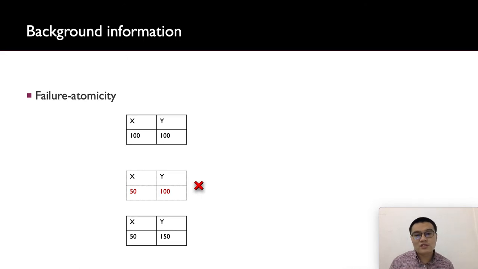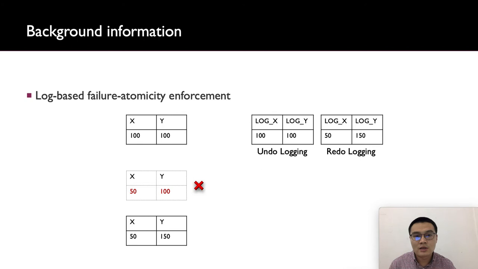So it's important to provide user programs with a programming interface that could guarantee a sequence of memory stores to be atomically presented in the non-volatile memory with respect to any potential power failures. And most existing solutions use logging to enforce such failure atomicity. As shown in the example, a logging-based solution will first construct the persistent log entries for X and Y before we make any changes to them.